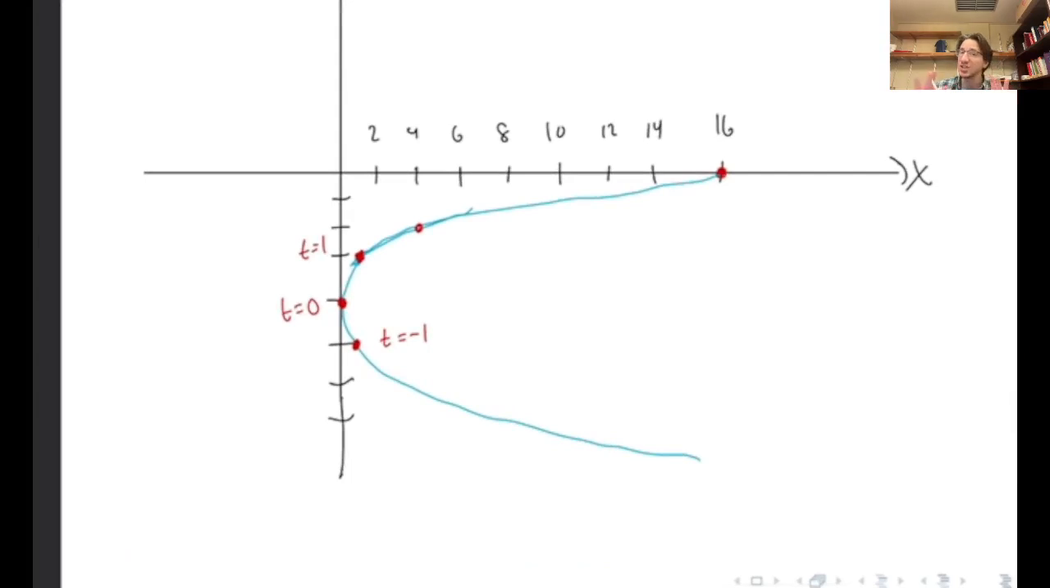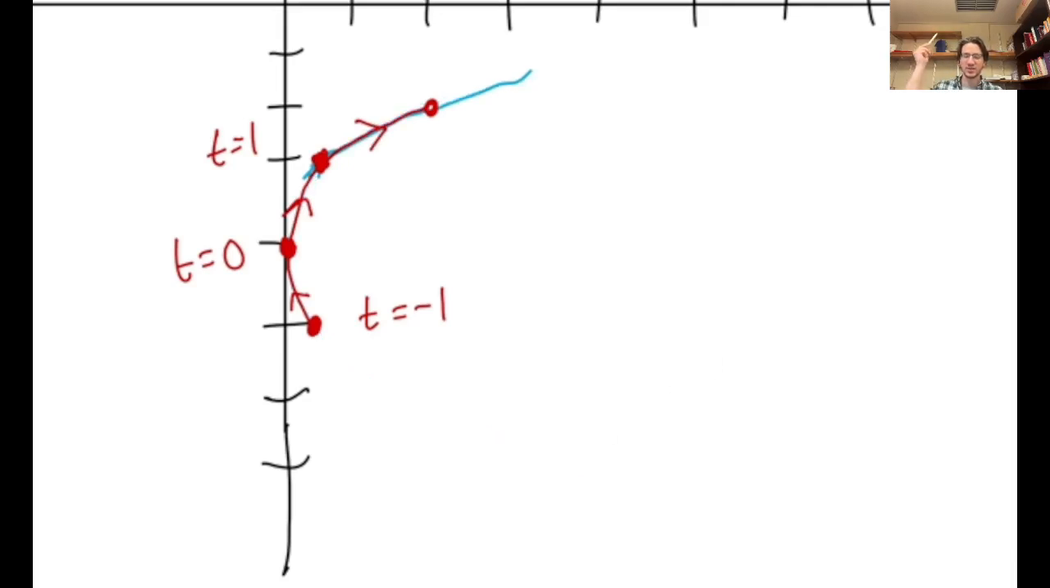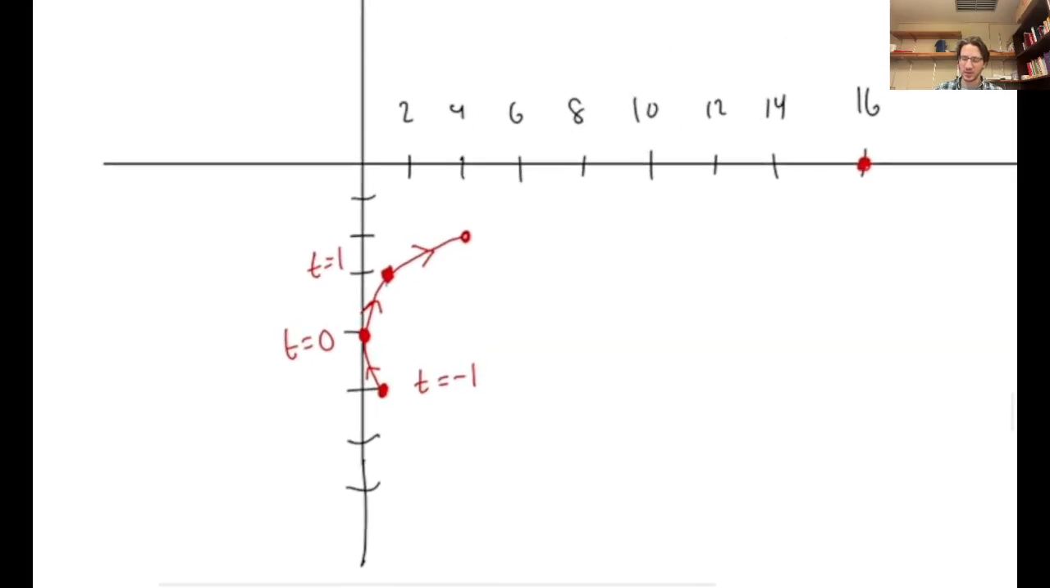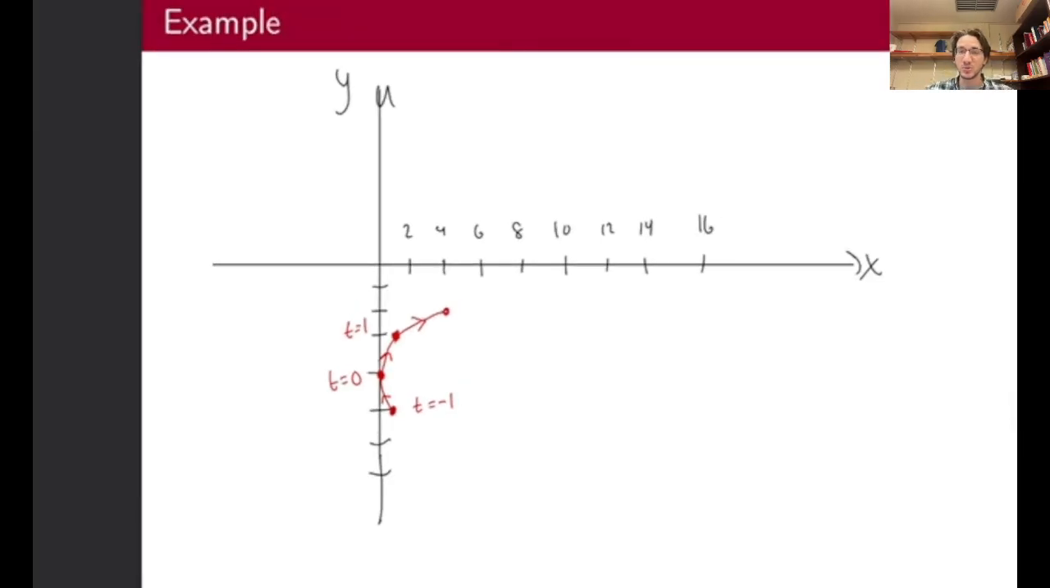So let me draw the actual part of the curve that we want. We only want this part of the parabola. And again, it's also pretty convenient to put in orientation there. Now that I've drawn that, erase the rest of the curve. We only want that part of the parabola. And that is how you can eliminate parameters to figure out where your parametric curve lives, but make sure you're taking into account the interval of the parameter, the domain of the parameter.